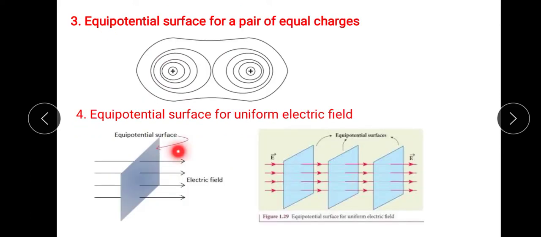That is why in this diagram, if we represent a uniform electric field by parallel straight lines, a plane surface drawn perpendicular to the electric field makes an equipotential surface. You can observe here also. So there are 3 equipotential surfaces here for a uniform electric field. So the plane surfaces drawn perpendicular to the electric field will be equipotential surfaces. Next.